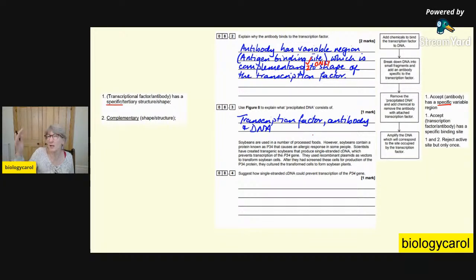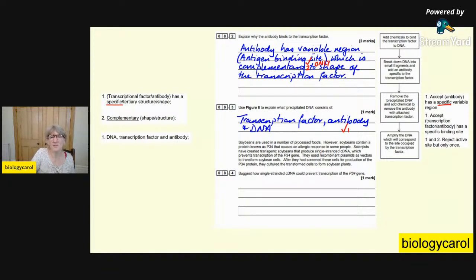Okay, what precipitated DNA consists of? Well, I went through my logic. The precipitated DNA is everything all added together: transcription factors, antibody, and DNA. Here is the answer, so I got the mark.